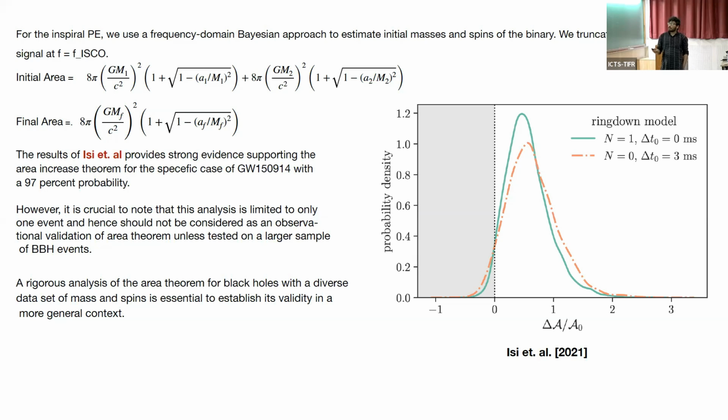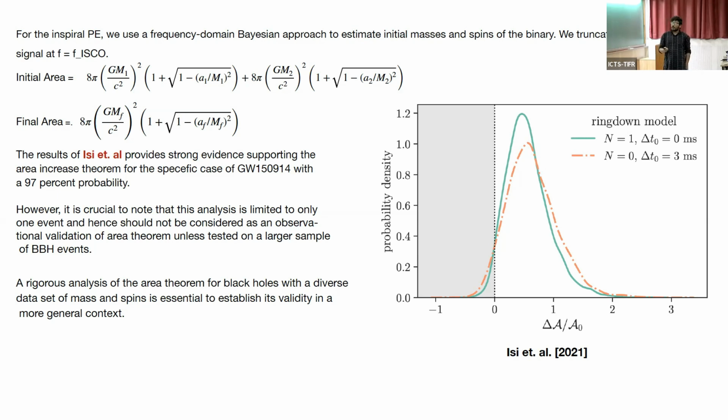For GW150914, people have already done the test of the area law. As you can see here, they have plotted delta A by A0, where delta A is the area final minus area initial, and A0 is the initial area. The claim is that it satisfies the area law with greater than 97% probability. So you can see that most of the region is always positive.